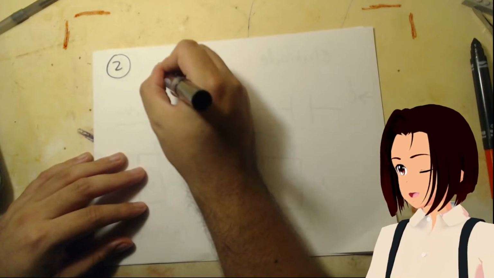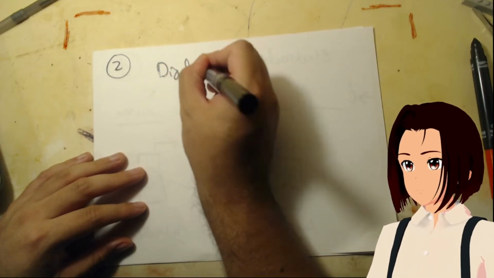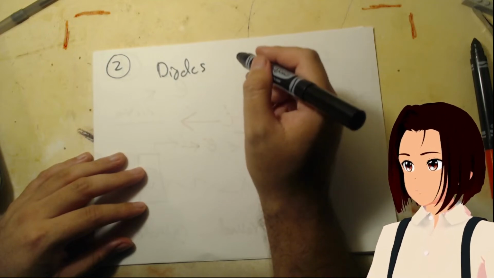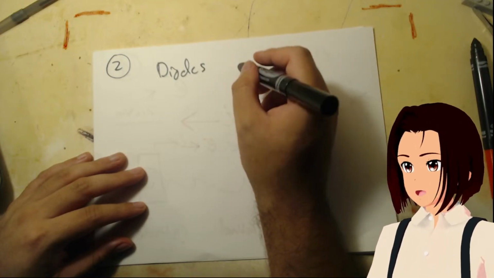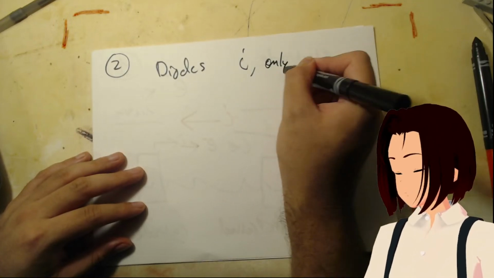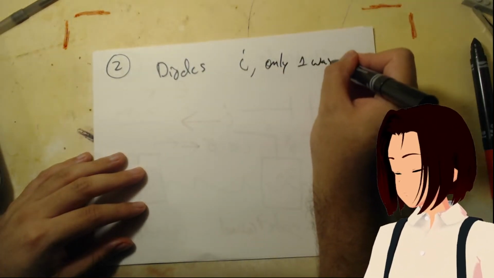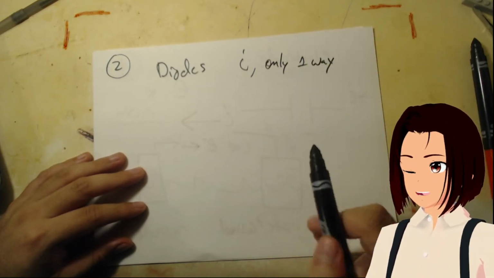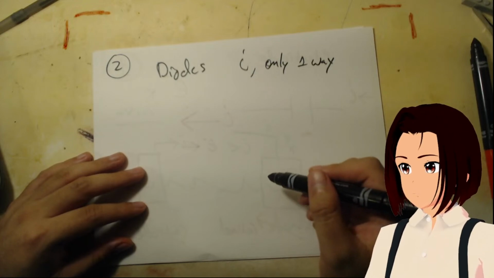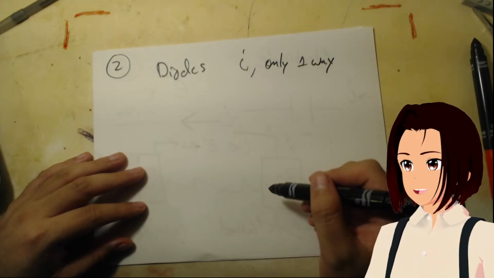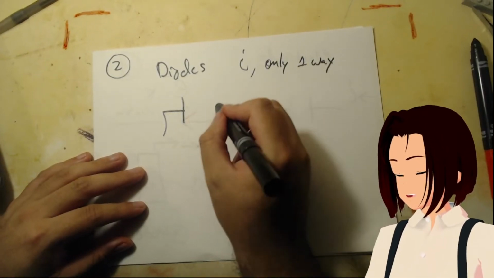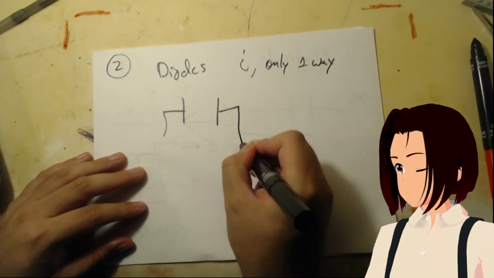So we have a diode, and the point of the diode is that we want it to have current flowing only one way. So we only have one current going in one direction. And so in this configuration, we have right here, this thing right here.